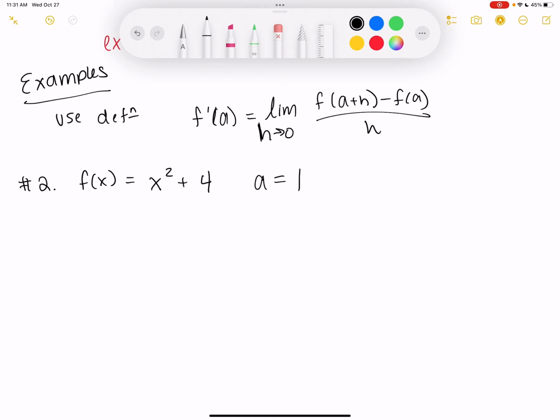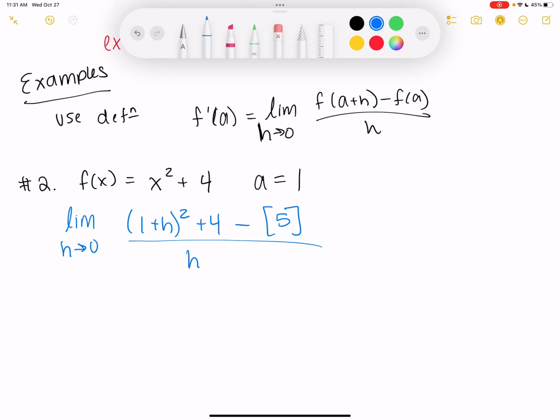For a equal to 1. How's that supposed to be done? So just like we did last chapter, we're gonna plug in a plus h, with a being 1, anywhere we see x, and then we're gonna do a anywhere we see an x, and then all over h, and then we're gonna cancel stuff out to find our limit. So the limit as h approaches 0 of 1 plus h squared plus 4 minus, let's see, 1 plus 4, so 5, all over h.